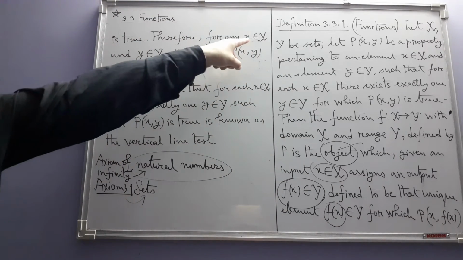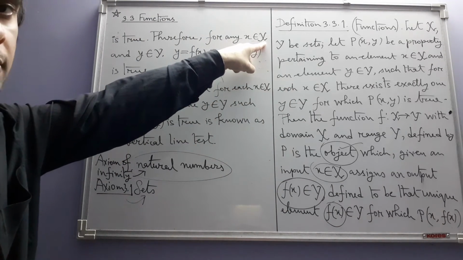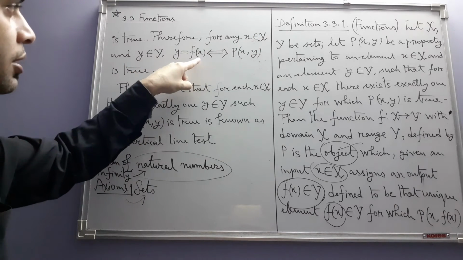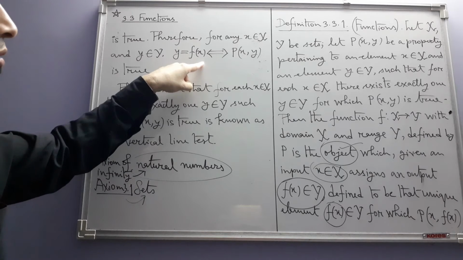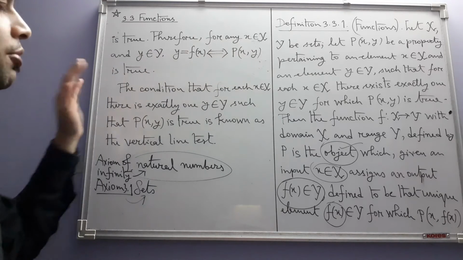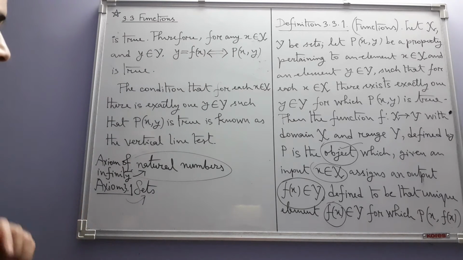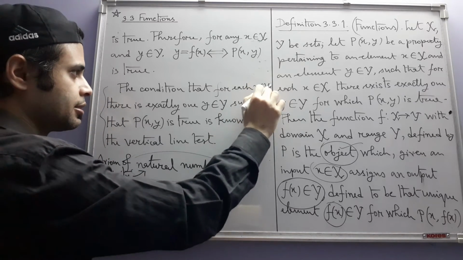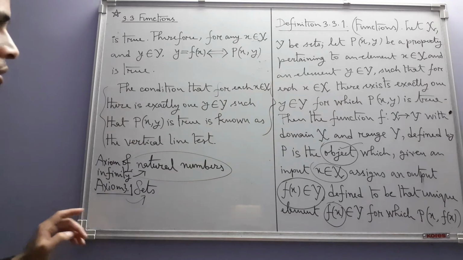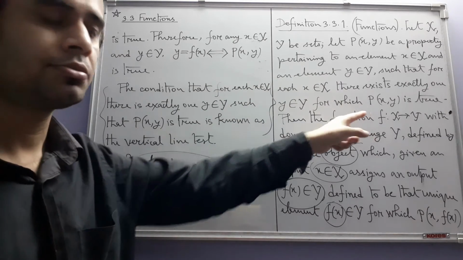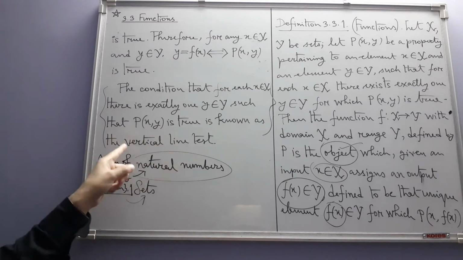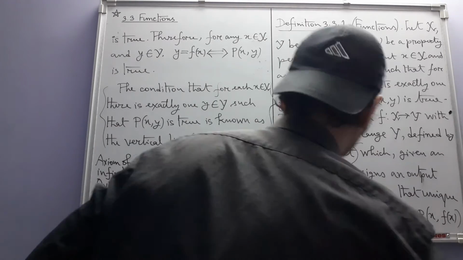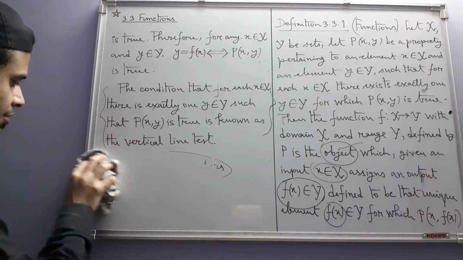So that if we choose any element x in X, the first set, and any element y in Y, then y will be equal to f(x) if and only if P(x, y) is true. Okay, now we come to this thing that I said I forgot to write here. The condition that P satisfies is sometimes known as the vertical line test. What does it mean? It's nothing very difficult.